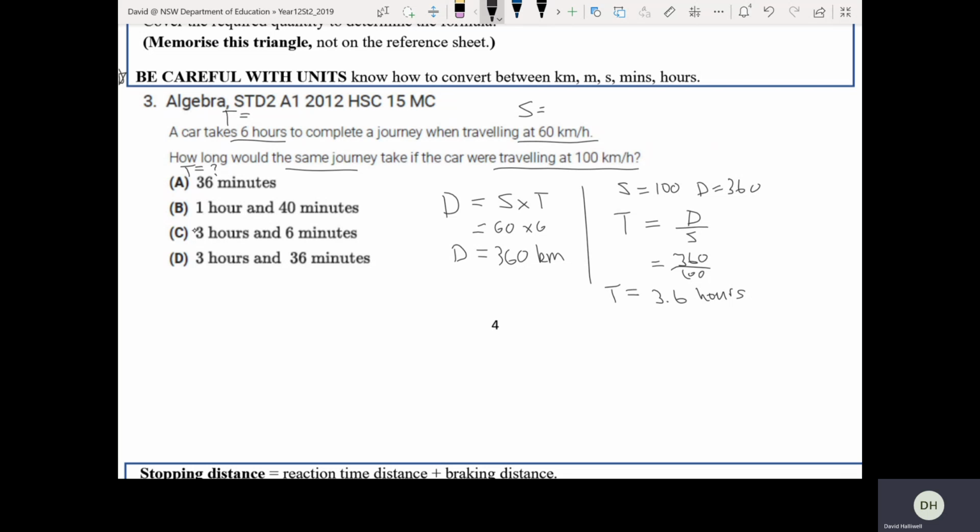So we have a look. A lot of people might be tempted to write C, but that's not correct because 3 hours and 6 minutes is not the same as 3.6 hours. Think of it like this: 0.5 of an hour is half an hour, so it's going to be more than half an hour, more than 30 minutes. So it's going to be D. If you want to know how to get exact, use your calculator DMS button. That'll change it to 3 hours and 36 minutes. So it's D.